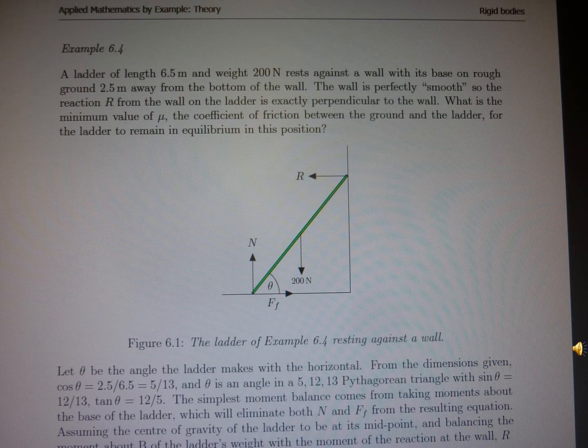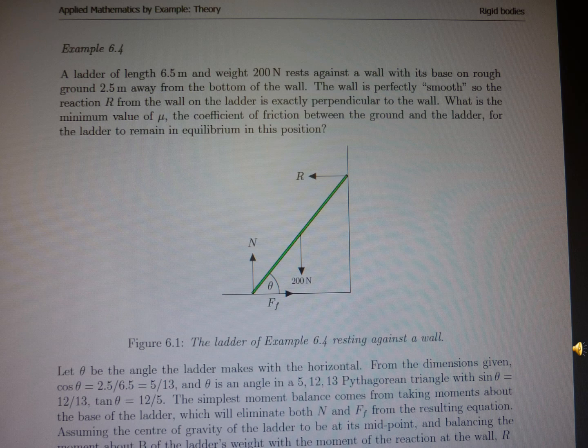And then we saw the example 6.4. A ladder of length 6.5 meters and weight 200 Newtons rests against a wall with its base on rough ground 2.5 meters away from the bottom of the wall. The wall is perfectly smooth, so the reaction from the wall on the ladder is exactly perpendicular to the wall. What is the minimum value of mu1, the coefficient of friction between the ground and the ladder, for the ladder to remain in equilibrium in this position?